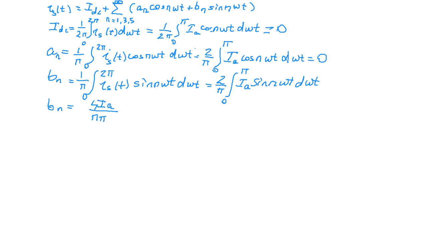So the solution, let me change color to catch your attention. Solution is this. IST is equal to 4 IA over n pi times sine omega t over 1 plus sine 3 omega t over 3 plus sine 5 omega t. Sorry.